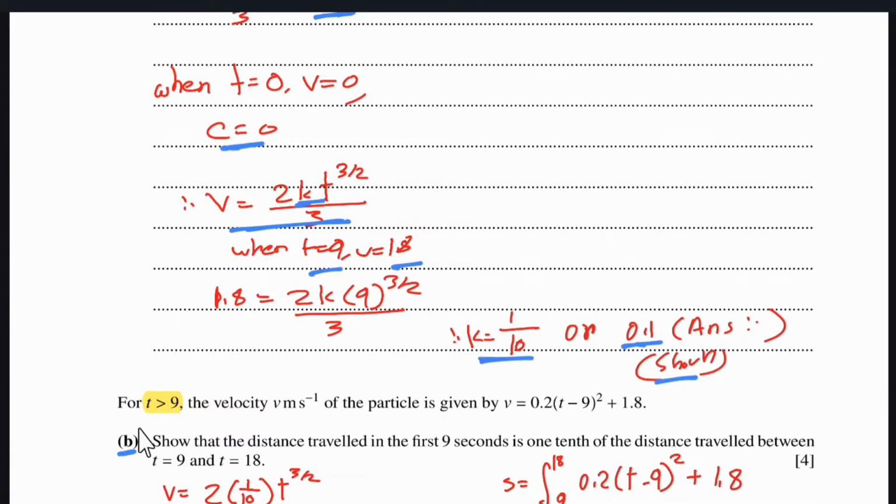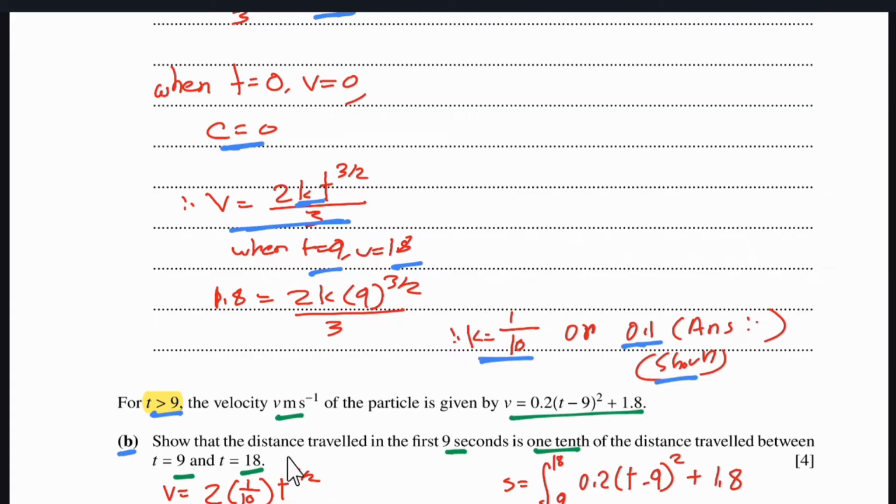Then in question number 5 part B, for time t greater than 9, the velocity v meters per second of the particle is given by the expression. So this is for t greater than 9. In part B, show that the distance moved in the first 9 seconds is 1/10 of the distance moved between 9 and 18 seconds. So basically we need to find the distance for both intervals.